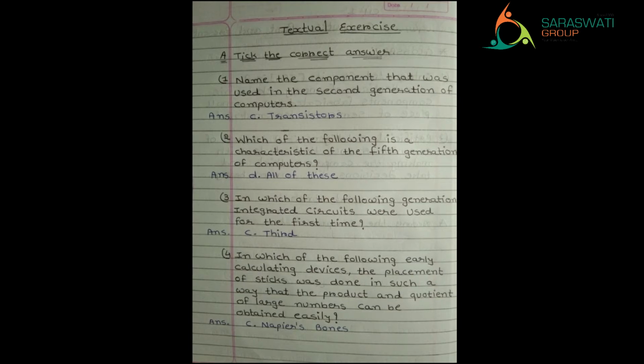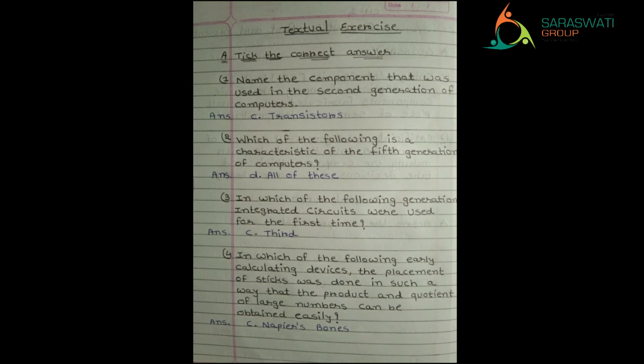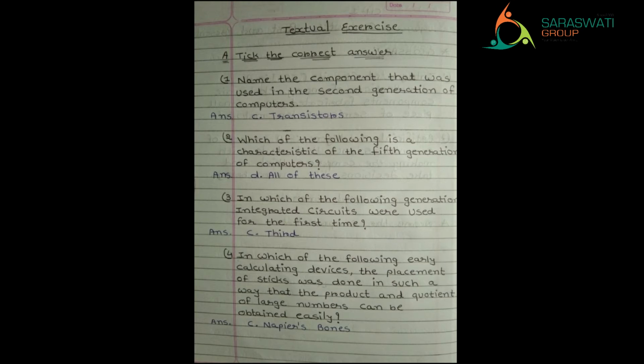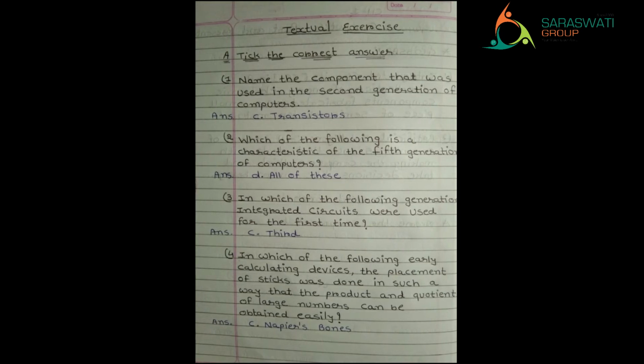Now, the fourth question. In which of the following early calculating devices was the placement of sticks done in such a way that the product and quotient of large numbers can be obtained easily? Now, product and quotient mean what? It means multiplication and division. So the options given are: abacus, Pascal's calculator, difference engine, and Napier's bones. We have all seen these calculating devices, so you can guess the answer.